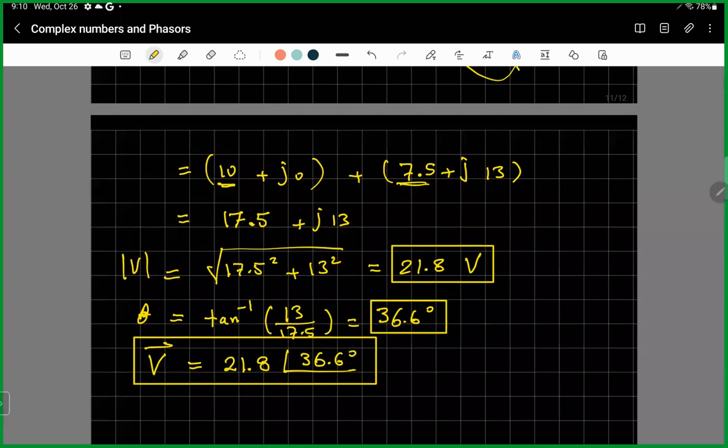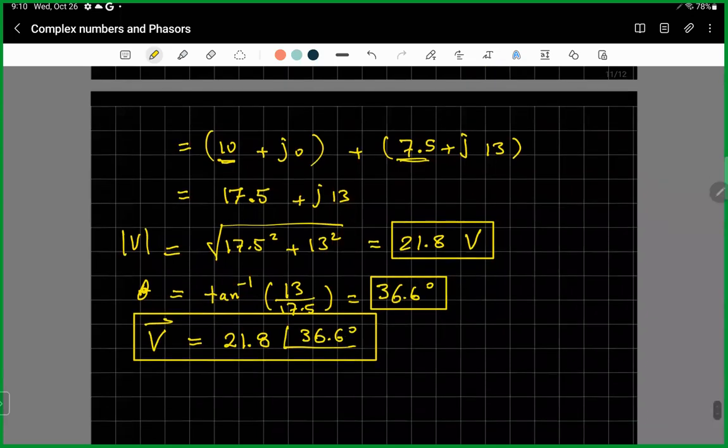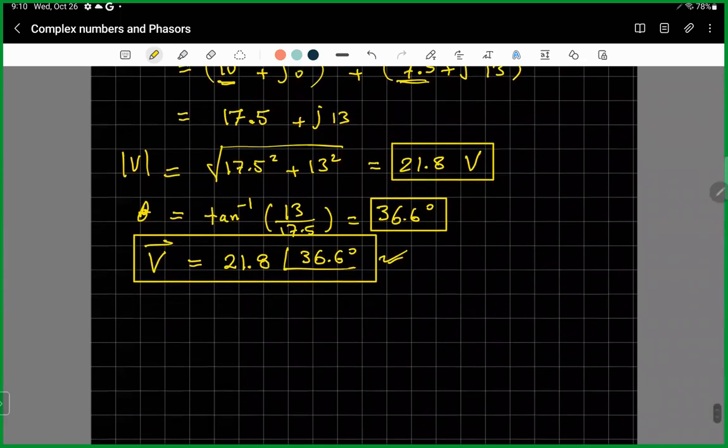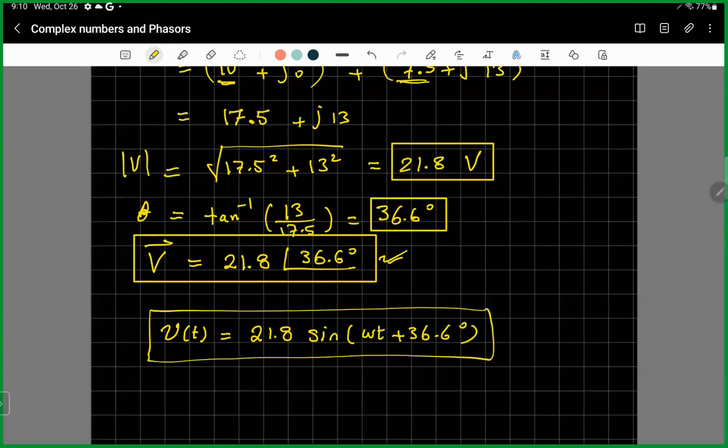Excuse me. Okay. But maybe somebody will say, okay, that's good, you got the answer in phasor, but I'd like to have it written in sine or cosine. Okay. You return it back: v of t is equal to 21.8, the magnitude, sine, the same frequency, omega t, plus 36.6. Here you go. Because the answer should be as given in the question. So this is the answer. But using phasors, it made it easier for me to find it. That's how you add.